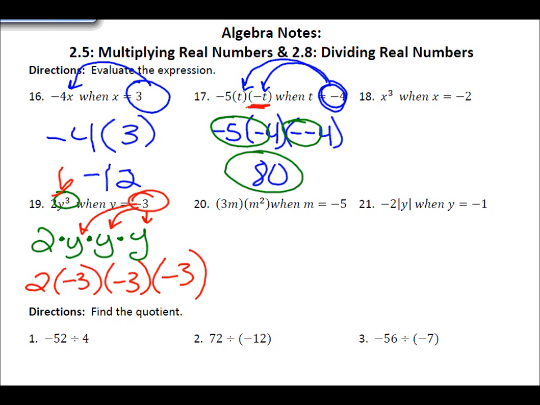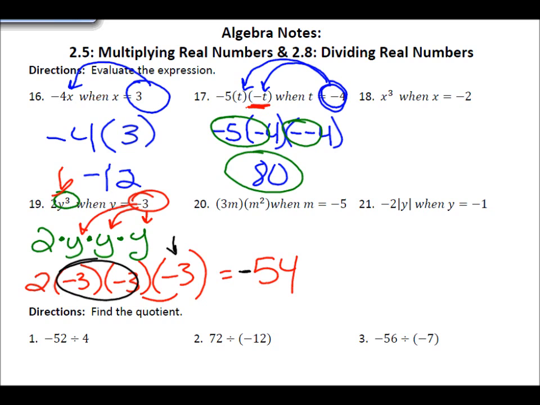So when I do this math, 2 times 3 is 6. This 3 times 3 here is 9. 9 times 6 is 54. And I'm going to look at my signs again to decide whether my answer should be positive or negative. I have a pair of negatives there which make a positive with 1 left over. So that's going to be my answer, -54.